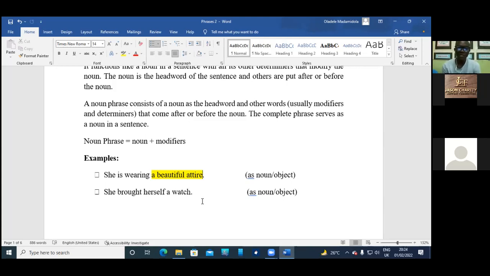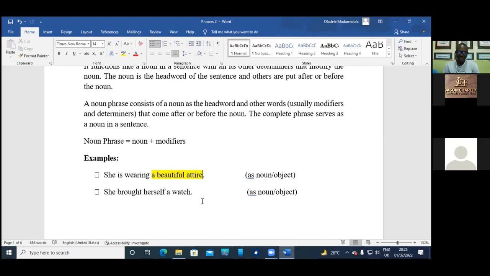Okay, so in this case, the noun phrase will be functioning as the object of the verb, because it is the object position. Is that okay? Just in case you're asked for the function: first, if you ask for the grammatical name, it is a noun phrase. But if you ask for the function, the function will be as object of the verb. Now let's look at the second example.